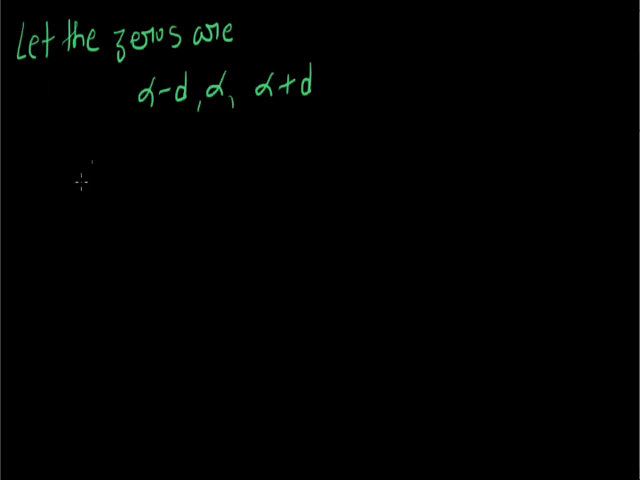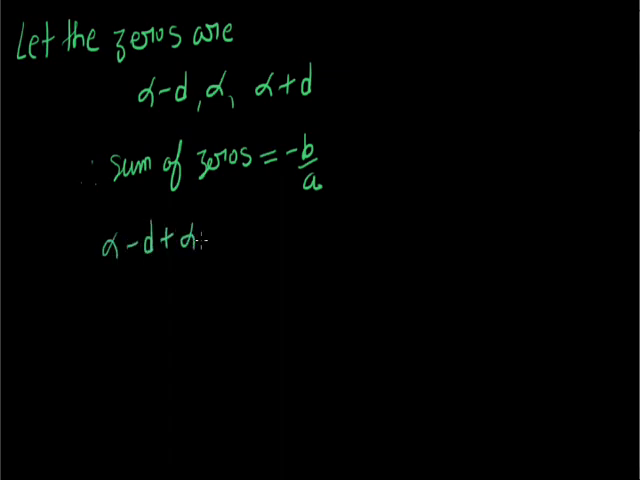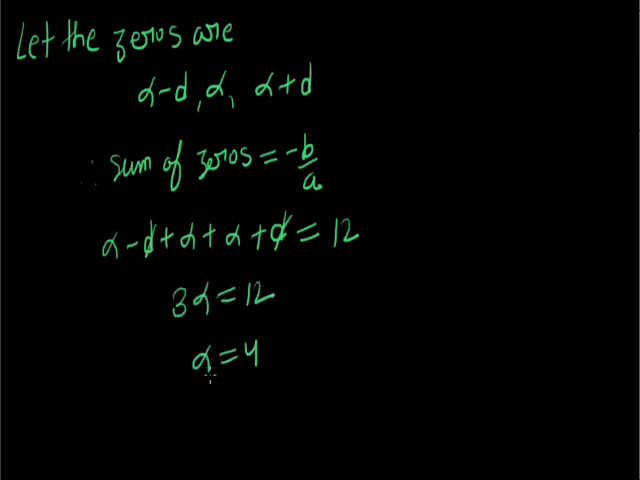Now the sum of zeros is equal to minus b divided by a. So if we add all the zeros, that is alpha minus d plus alpha plus alpha plus d, the d gets cancelled out and it is equal to 12, meaning 3 alpha is equal to 12, and the value of alpha comes out to be 4.